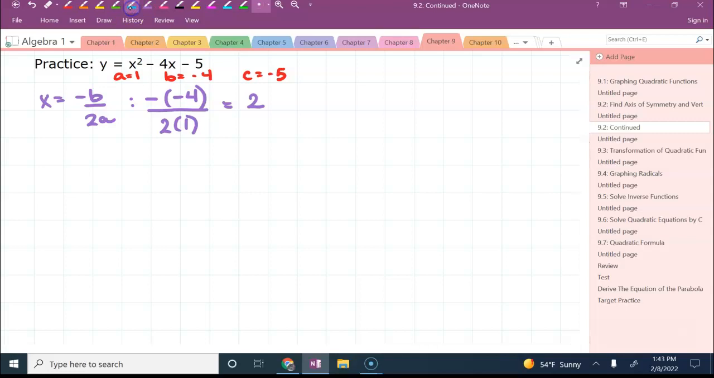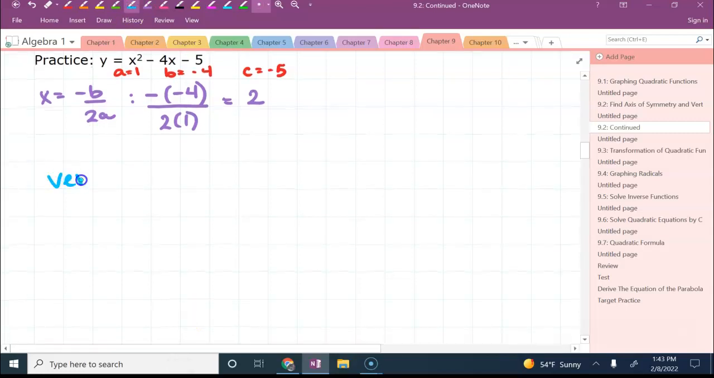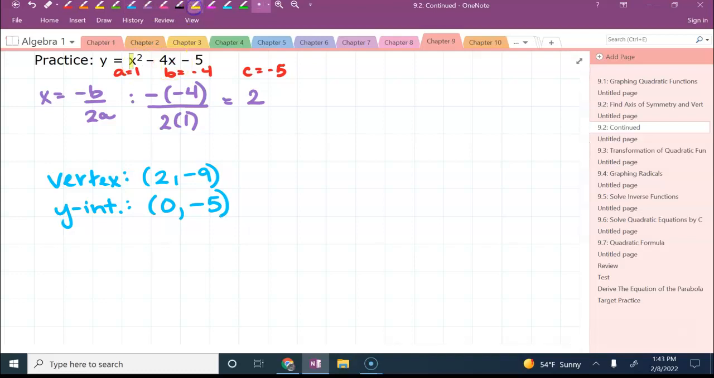Then you would plug that in to help you find your vertex. I'm going to skip showing me plugging all that in, but I'm basically taking 2 here and putting it in for those x's. And so when I do that, I got negative 9. So my vertex would be 2, comma, negative 9. The y-intercept point is that C value at the very end. And remember, we always put a 0 in front. So 0, negative 5. Now, when I'm looking at my equation up here, I need to factor this.